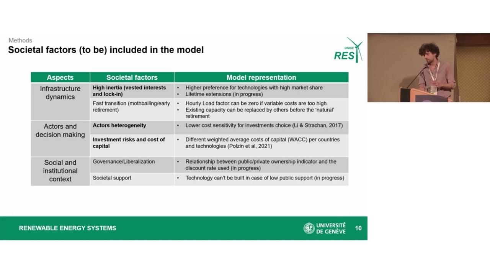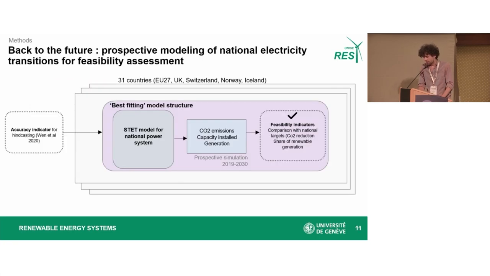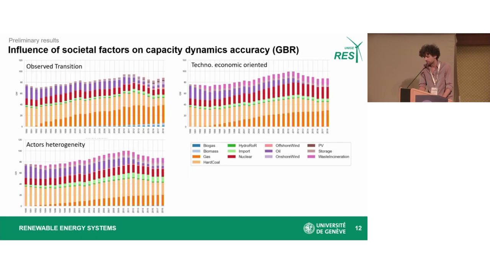We represent in the model these factors either in a stylized way or using more empirical data. And finally, for each country, we select the best fitting model structure based on the accuracy indicator, and we build energy transition scenarios to 2030, which analyze really short-term energy transition. Then the outputs are compared with national climate targets to discuss a bit the feasibility of reaching these targets.